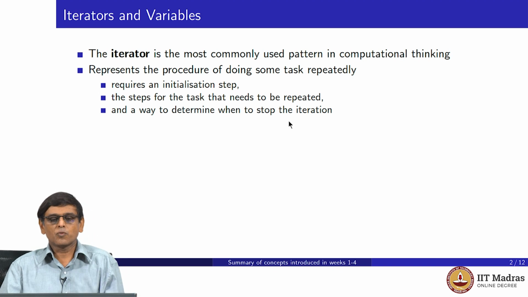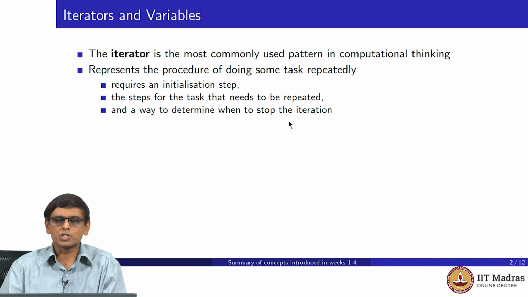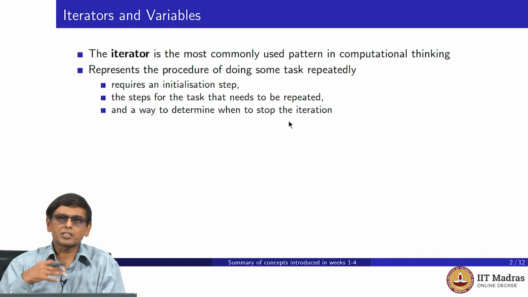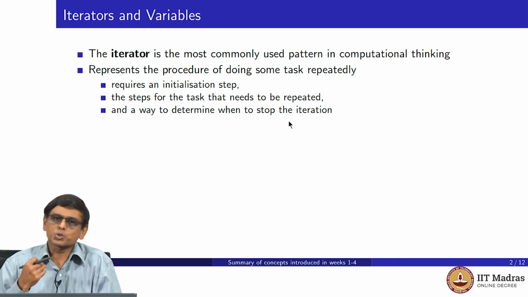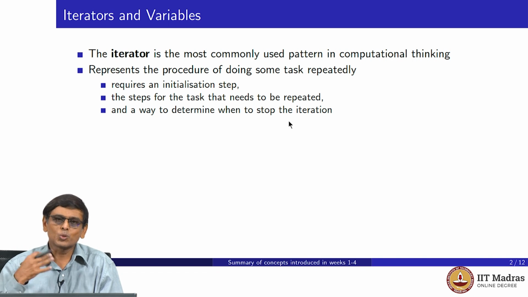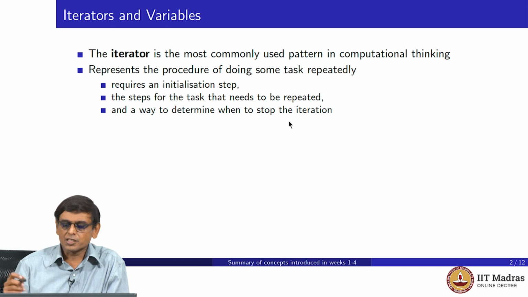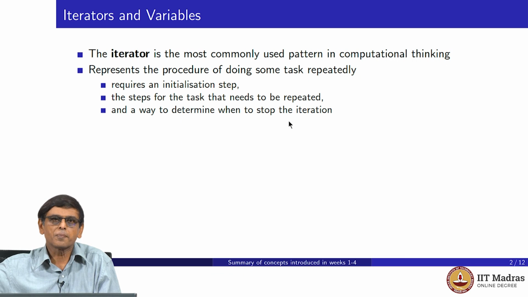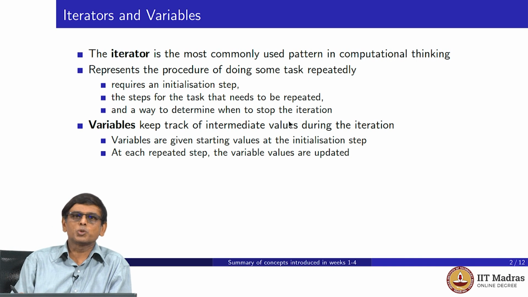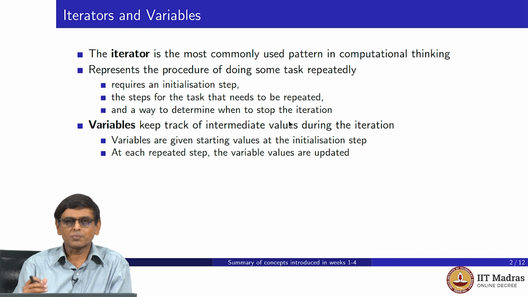And what an iterator basically does is it represents a procedure of doing some task repeatedly, which means you have to start by initializing some variables, right. You have to start with an initialization step, and then you have a number of tasks which have to be repeated, done continuously one after the other, and there has to be a way of determining when to stop, right. So, you have to start by initializing, you have to do something repeatedly, and then you have to know when to stop. This process of starting, then repeating something, and then stopping is what you might call iteration, right.